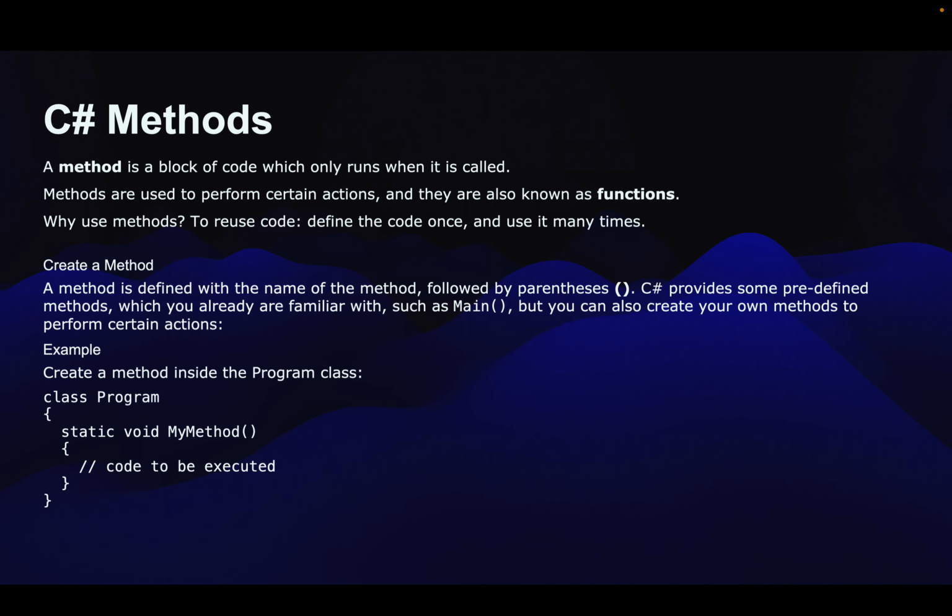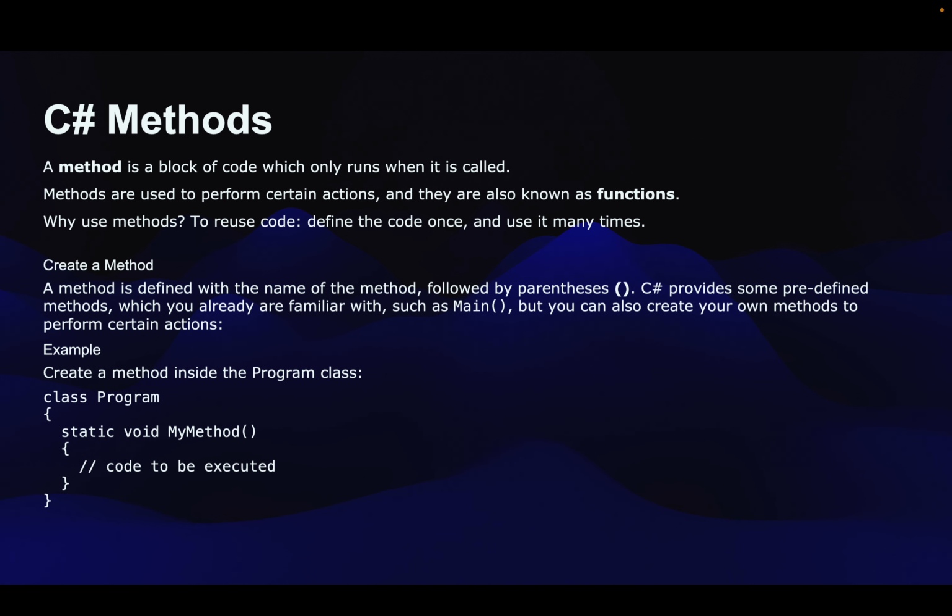A method is a block of code which only runs when it is called. So this is a block of code, and whenever we call the method, only then will it execute. Methods are used to perform certain actions, and they are also known as functions. Why use a method? To reuse code: define the code once and use it many times.